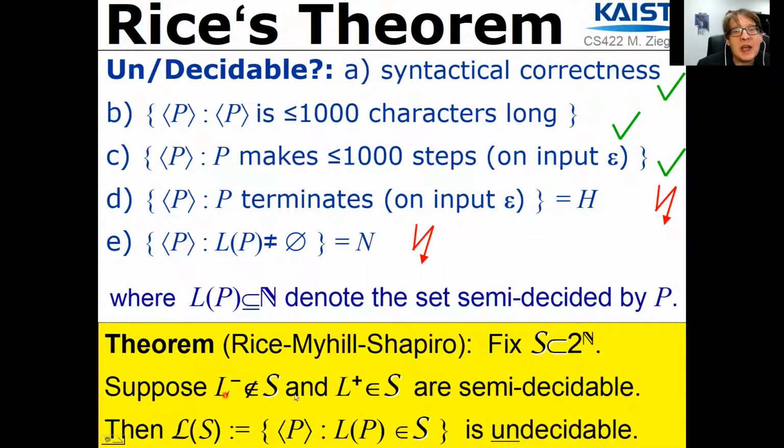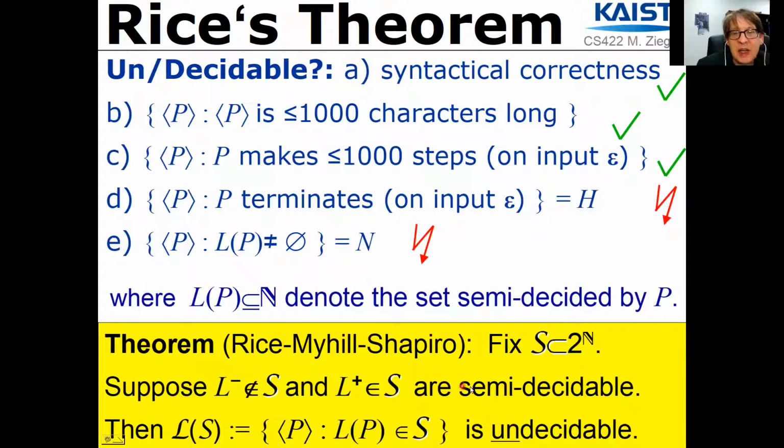So this second line is a hypothesis, not a conclusion. It's a hypothesis for the theorem that formalizes the intuition that the collection of sets should be a non-trivial collection, because every non-trivial semantic property is undecidable. Trivial semantic properties are decidable, but the non-trivial are undecidable.